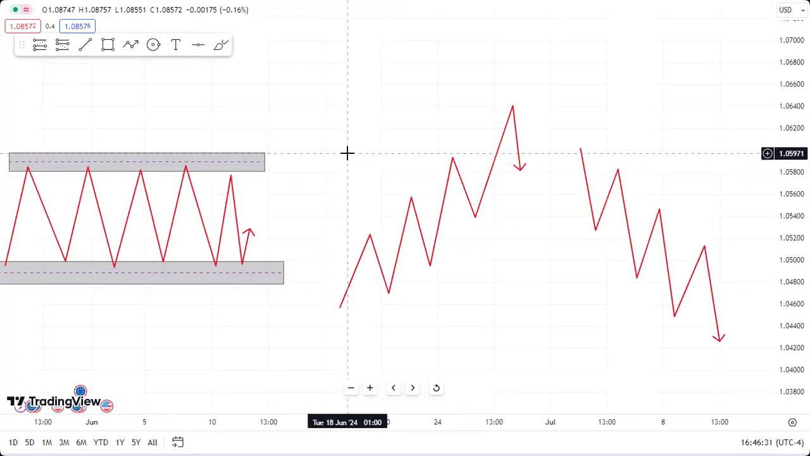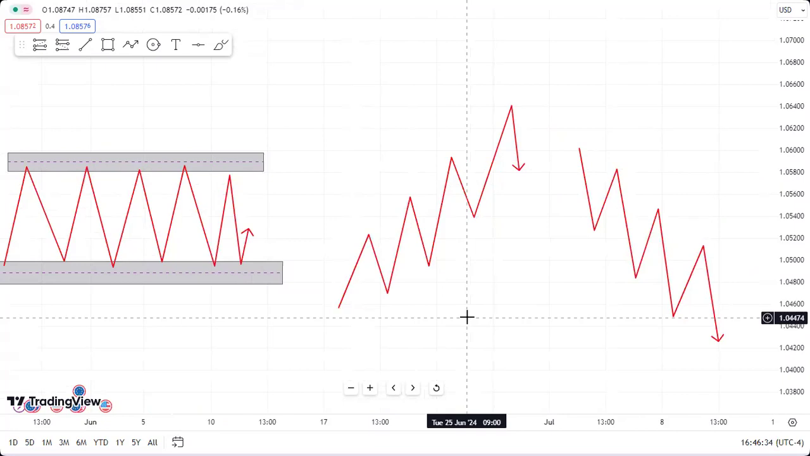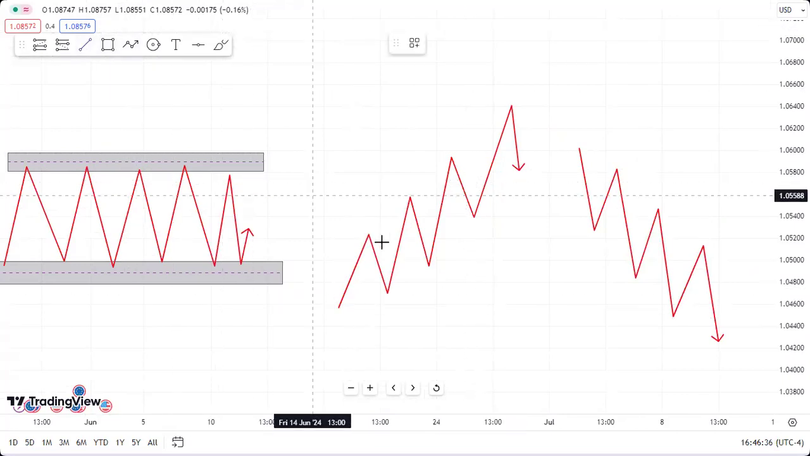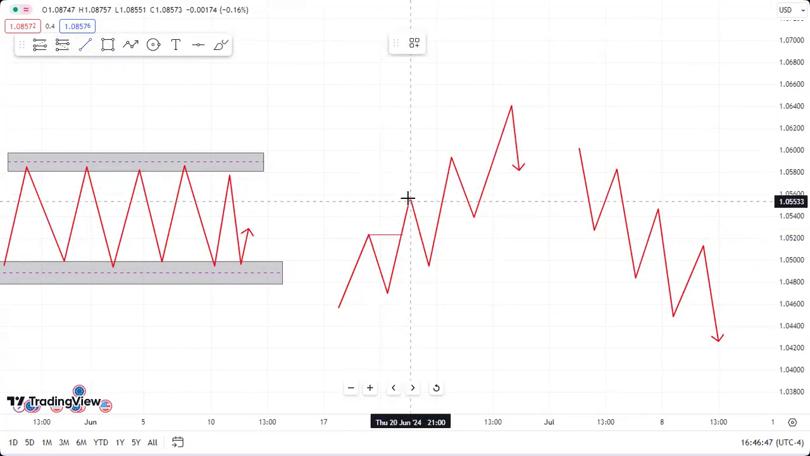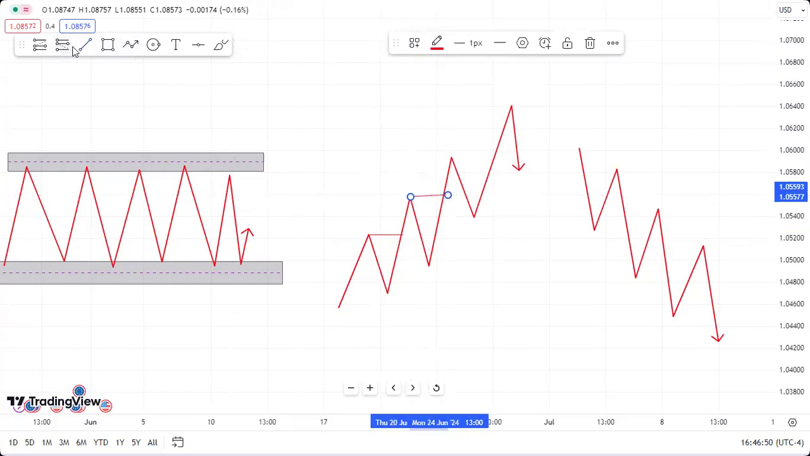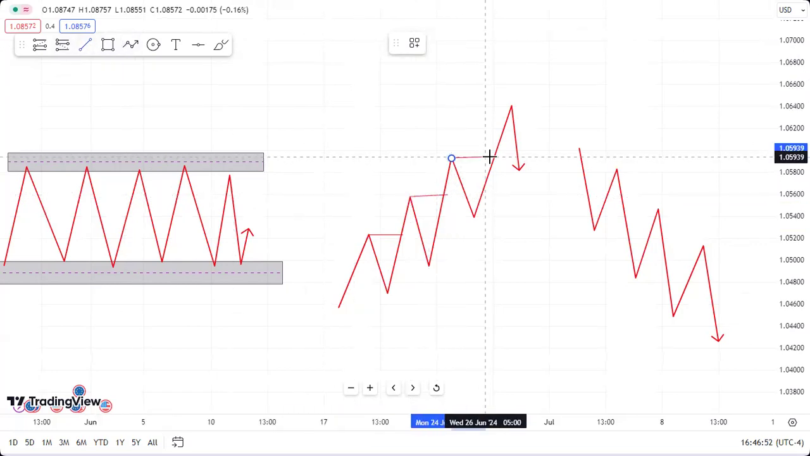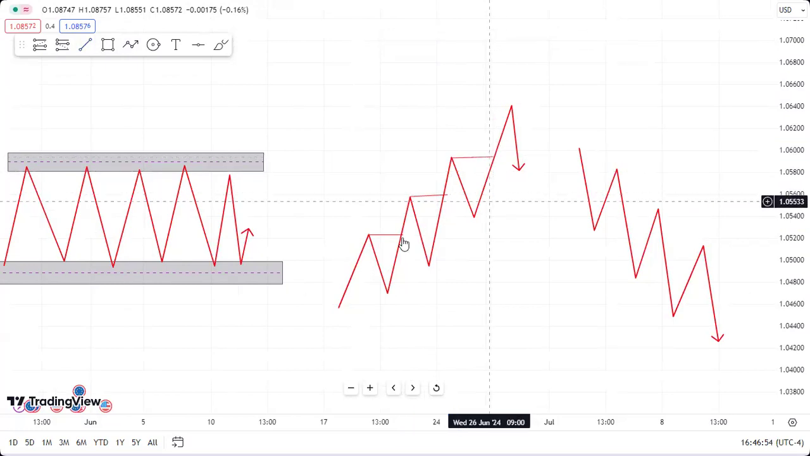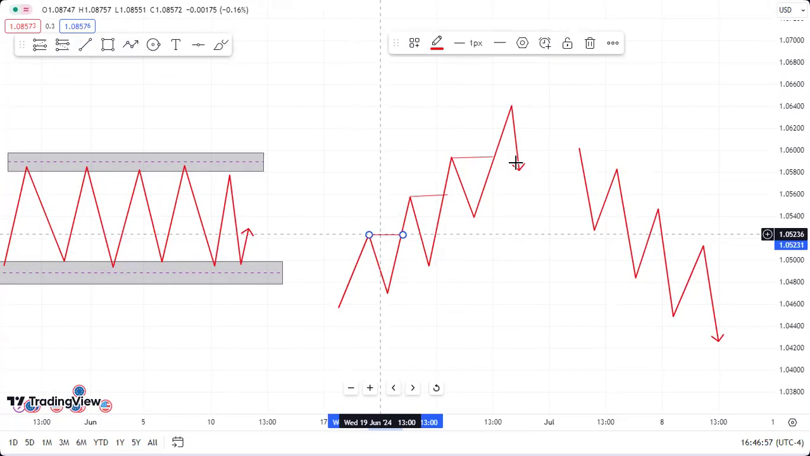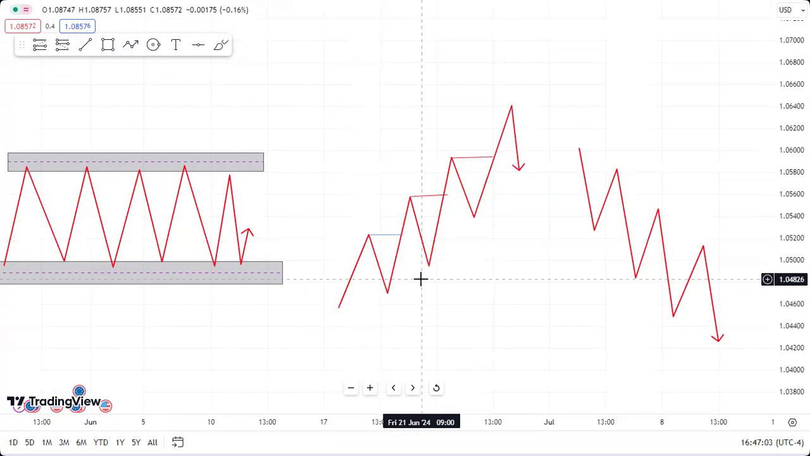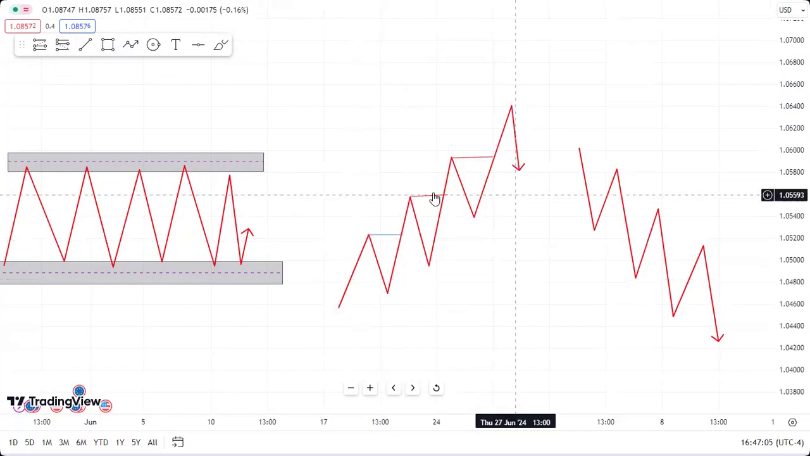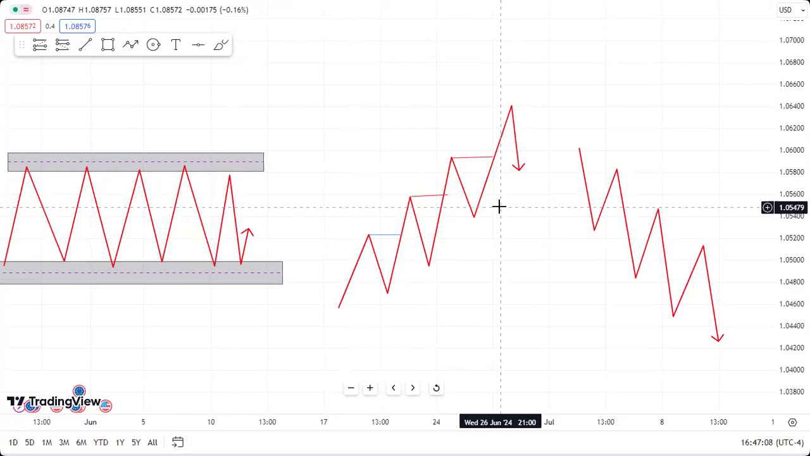Now, for you to know the market is in an uptrend, you need to see the market forming a series of higher highs, breaking structure, forming another high, breaking structure, forming another high, breaking structure. This is what we call an uptrend. You see the market, we have BOS, BOS, BOS, breaking structures and moving to the upside.